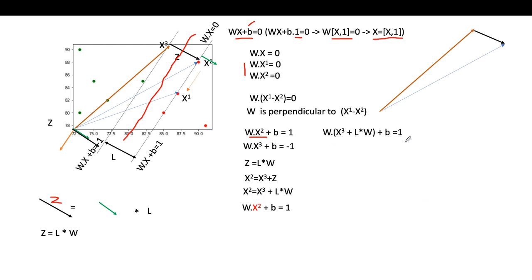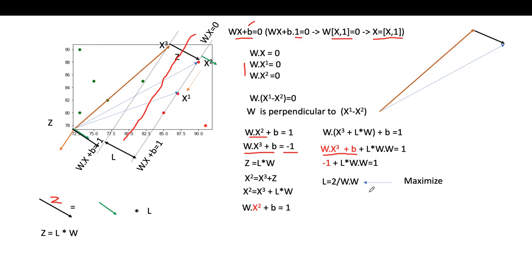We just rearrange this equation and we get wx3 plus b plus L times w dot w is 1. We can see wx3 plus b is actually minus 1 here, right? And if we solve that, we get that L is actually 2 divided by w dot w, and we want to maximize this width. So we can convert this into a minimization problem by minimizing w dot w by 2.